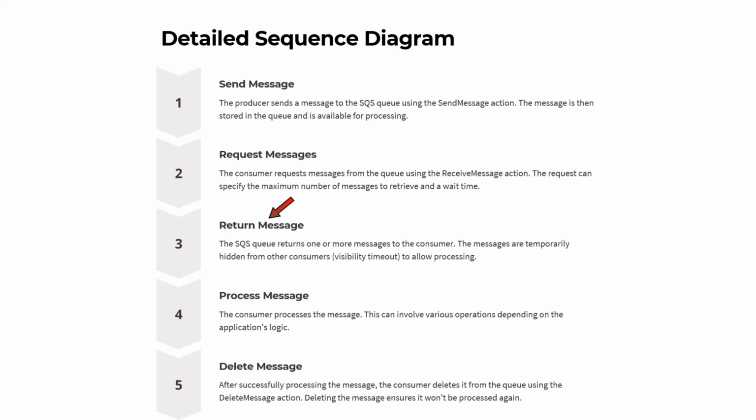Third step is return message. The SQS queue returns one or more messages to the consumer. The messages are temporarily hidden from other consumers to allow processing. The messages being temporarily hidden from other consumers is called visibility timeout.